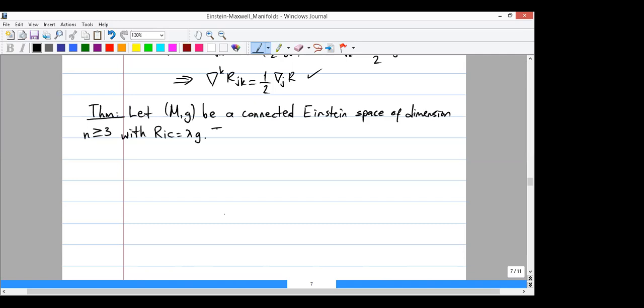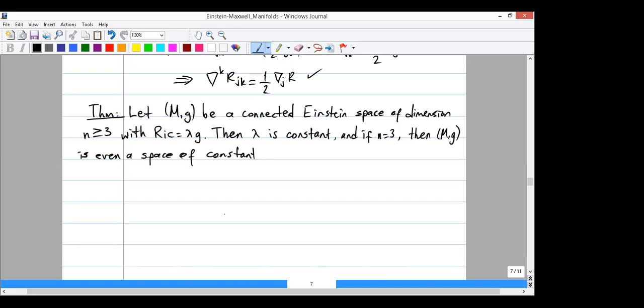Then lambda is constant, and if n equals 3, then (M, g) is even a space of constant curvature.